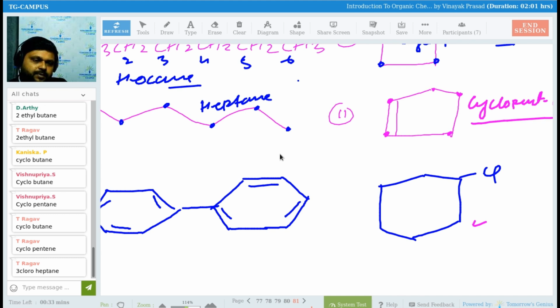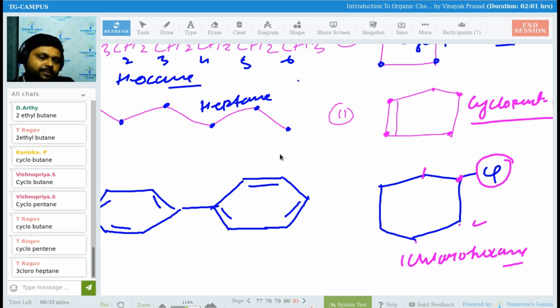See guys, Raghav, not 3-chloro, not 3-chloro. Wherever the chlorine is, you can start counting from there. So 1-chloro hexane. One, two, three, four, five, six. So 1-chlorohexane. It is not the case that you must start counting from here only. Wherever the substituent or the functional group is, you can start your counting from there. One more question, first of all.